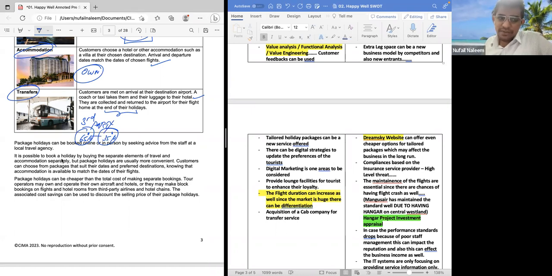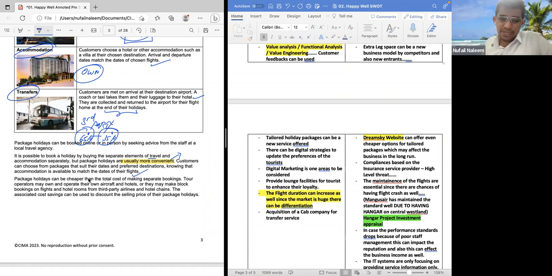Now, it is possible to book a holiday by buying the travel and accommodation elements separately. That possibility is there, but package holidays are usually more convenient. Students, can you remember? I told you from day one, honeymoon. People who go on a honeymoon, why do they prefer a package? Convenience only. Customers can choose from packages that suit their dates and preferred destination, knowing that accommodation is available to match the dates of their flights.